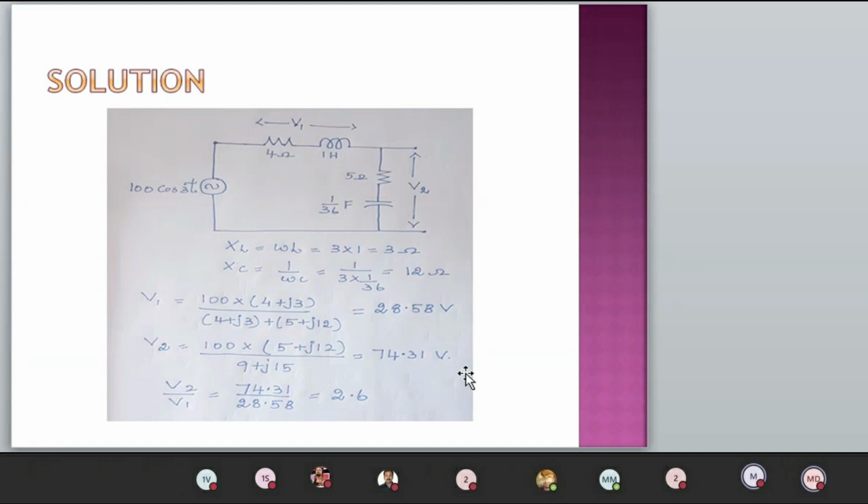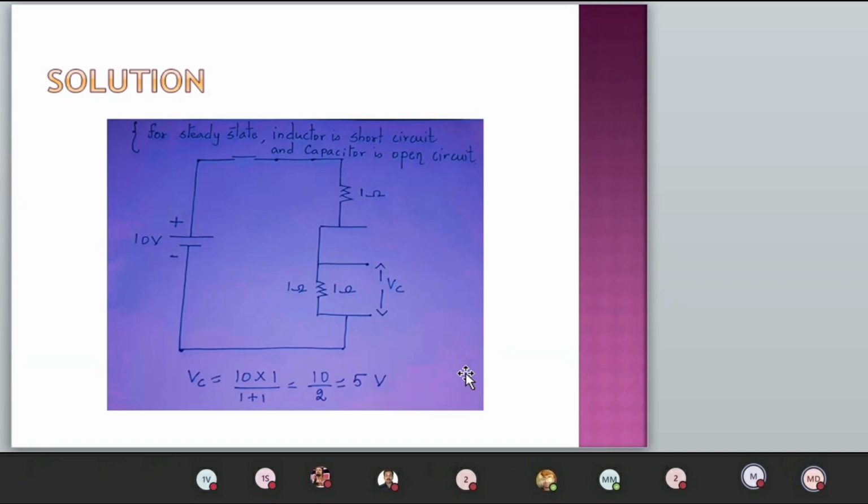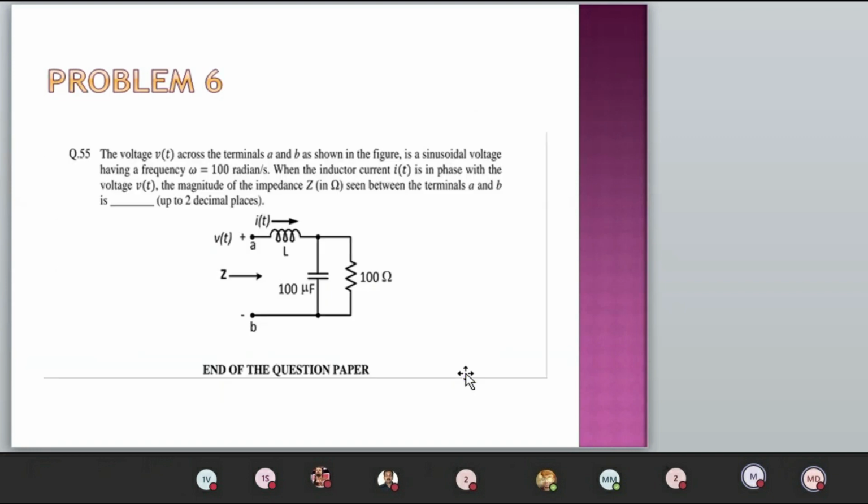Right? Now let us proceed to the third question. The voltage across the terminals A and B shown in the figure is a sinusoidal voltage having a frequency of omega equal to 100 radians per second. When the inductor current is in phase with the voltage, this is very, very important. The magnitude of impedance seen between terminals A and B is what?